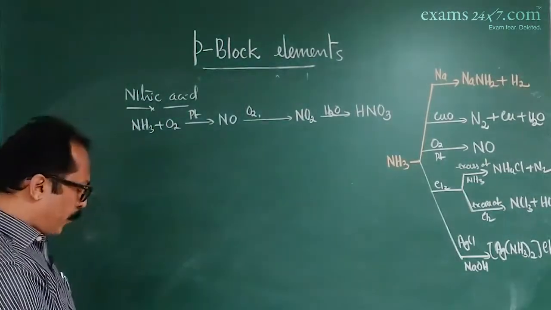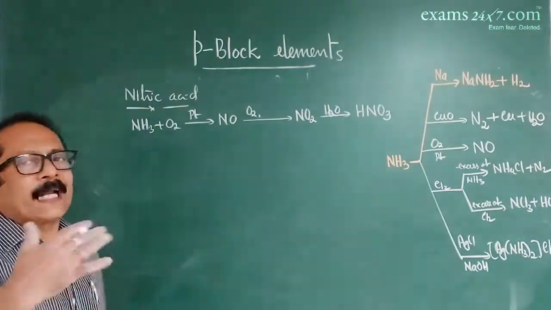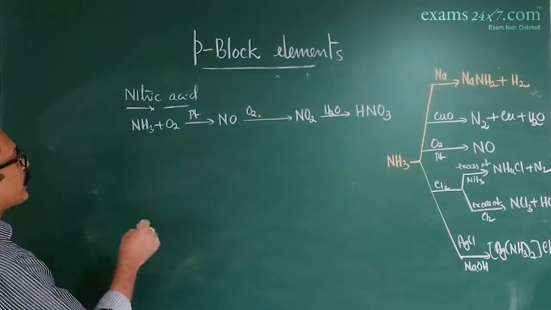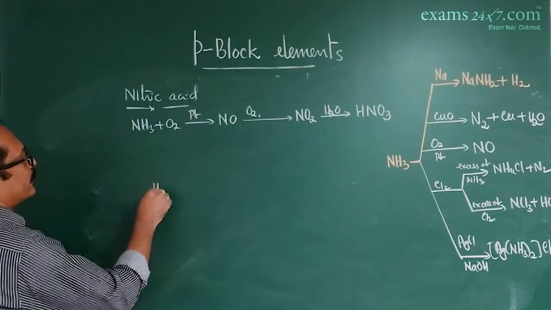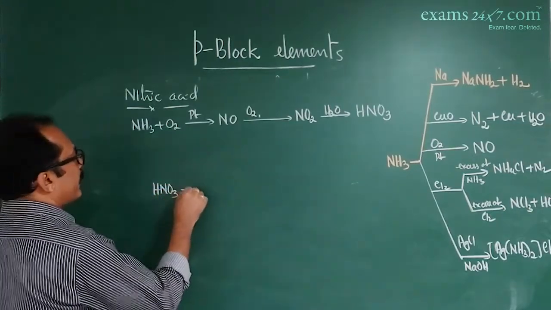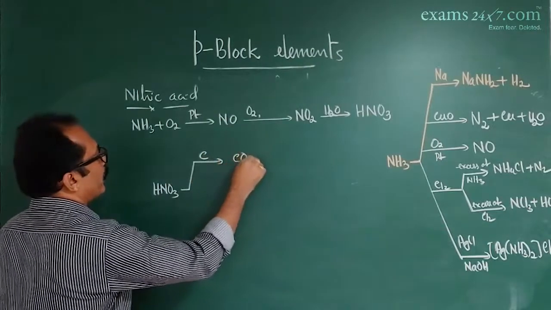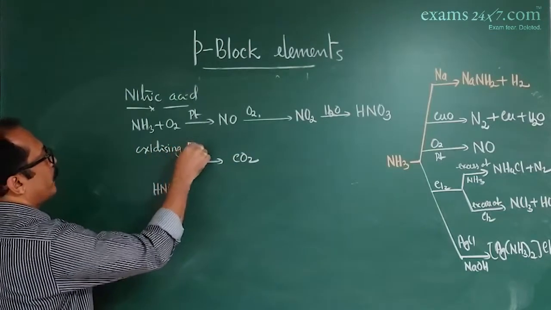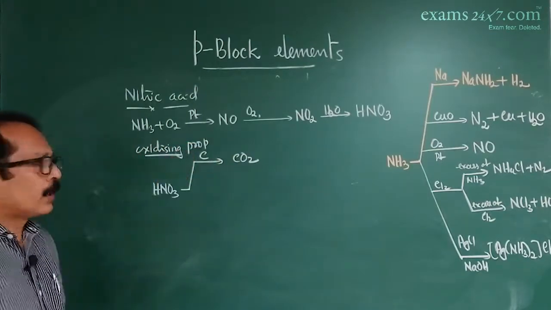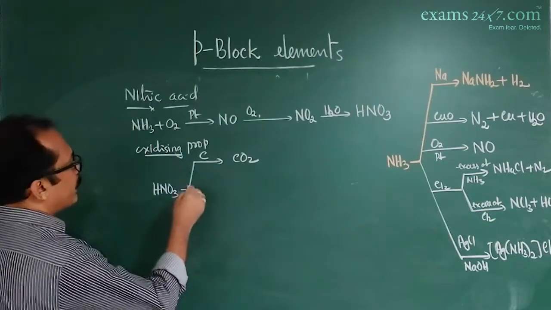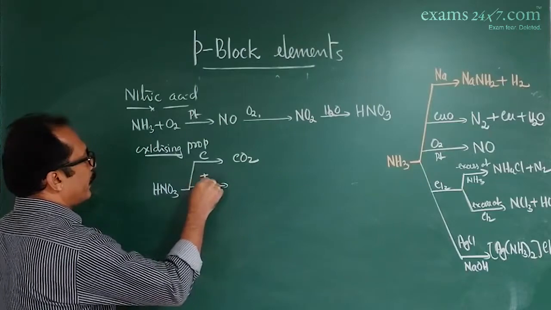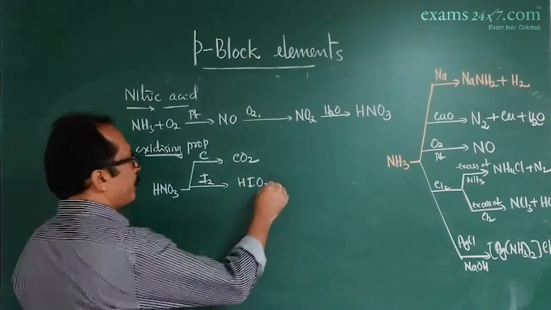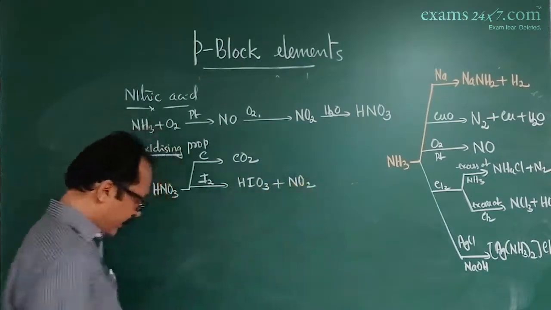Now, we'll move on to properties of nitric acid. Nitric acid is an example of a monobasic acid. Basicity is 1. Now, about the oxidizing property of nitric acid. Nitric acid oxidizes carbon to carbon dioxide. Then on treating with iodine, it forms HIO3, liberating nitrogen dioxide, NO2.